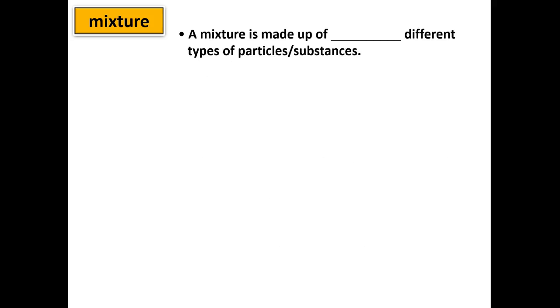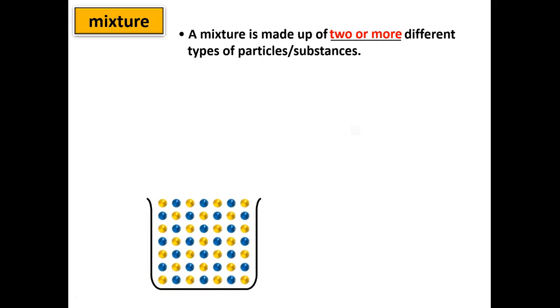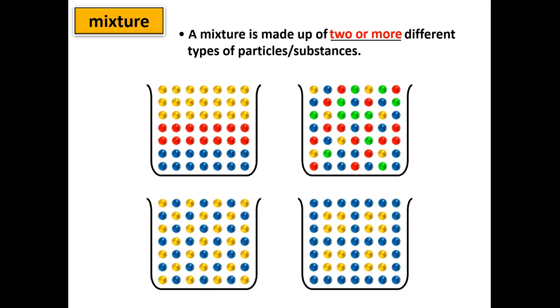Mixtures. So if we are not dealing with a pure substance being made up of the same type of atom or molecule, we are dealing with mixtures. A mixture is made up of two or more different types of particles or substances. Here are some examples of what mixtures could look like.